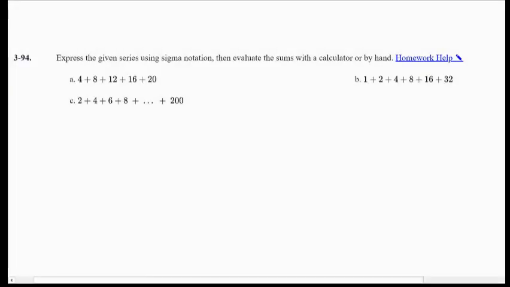Here we're asked to express the given series using sigma notation and then evaluate the sums by hand or with a calculator. Honestly, this concept is a little bit tough to teach because it's a lot of recognizing a pattern to see what's happening.